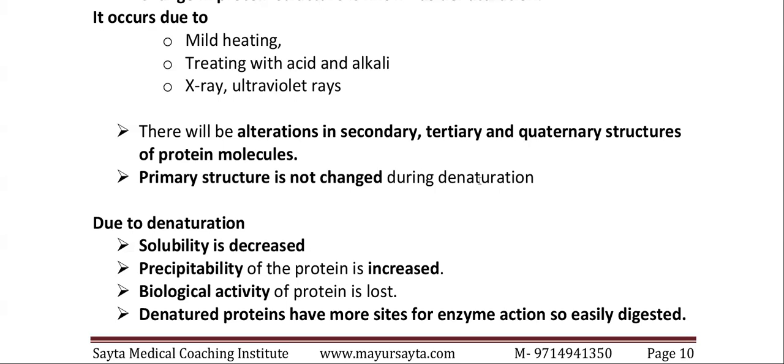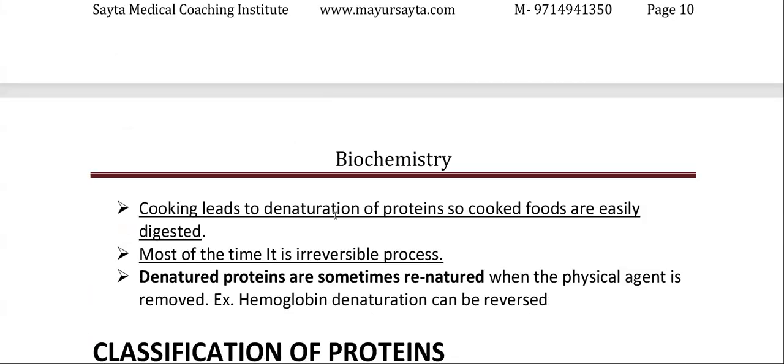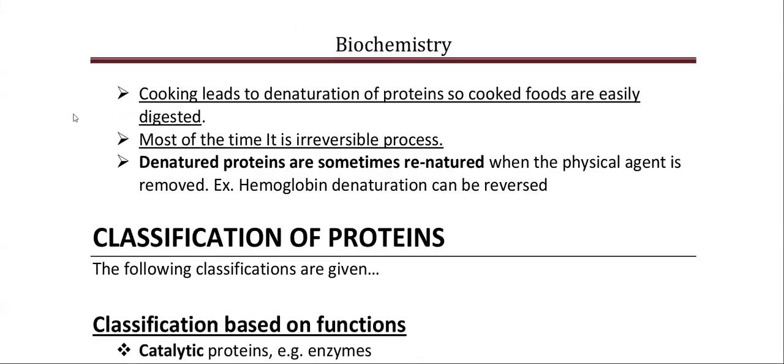Due to denaturation, solubility is decreased. Precipitability of the protein is increased. Biological activity of protein is lost. Denatured proteins have more sites for enzyme action, so they are easily digested. Cooking leads to denaturation of proteins, so cooked foods are easily digested.